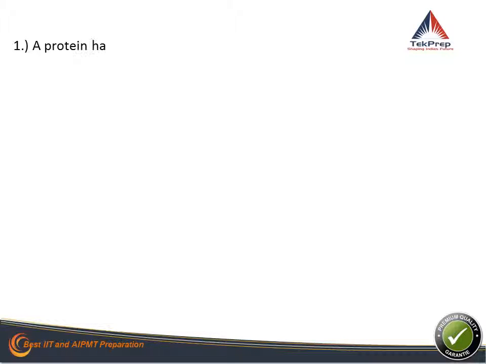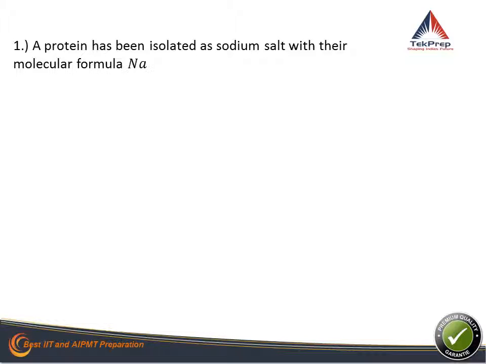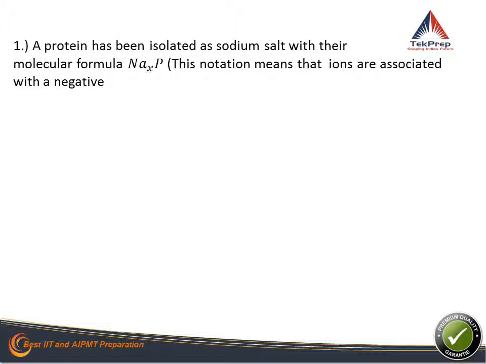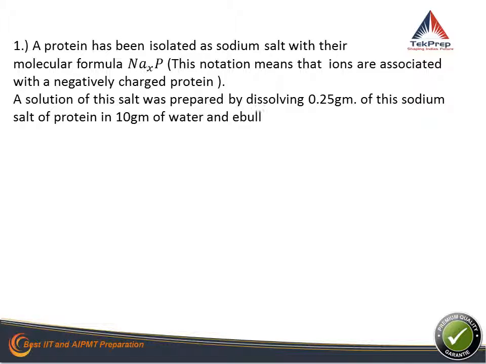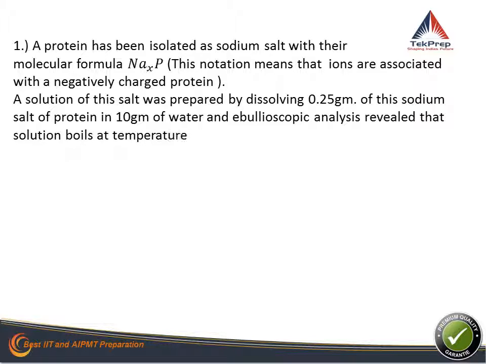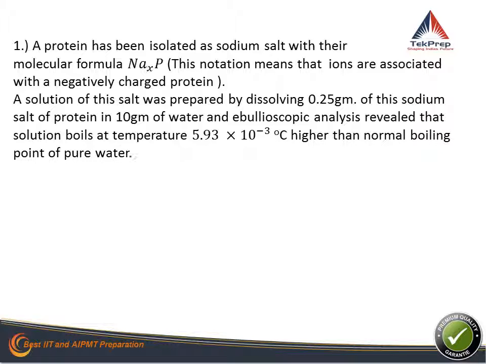In chemistry, the question asked is: a protein has been isolated as a sodium salt with the molecular formula NaxP. This notation means that x sodium ions are associated with a negatively charged protein. A solution of this salt was prepared by dissolving 0.25 grams of this sodium salt of protein in 10 grams of water.